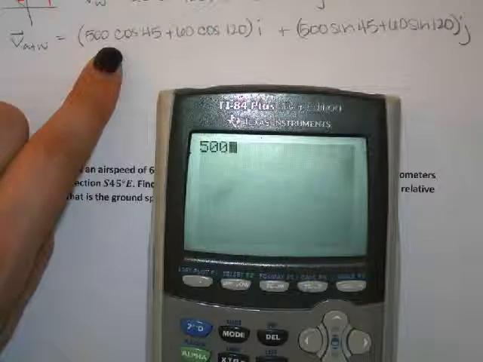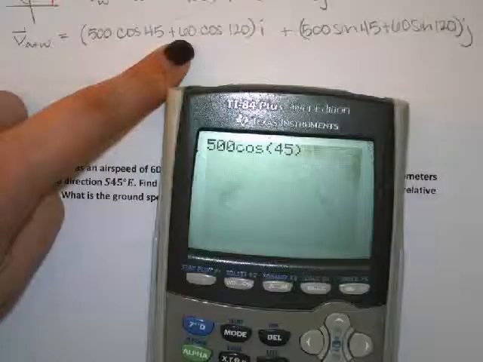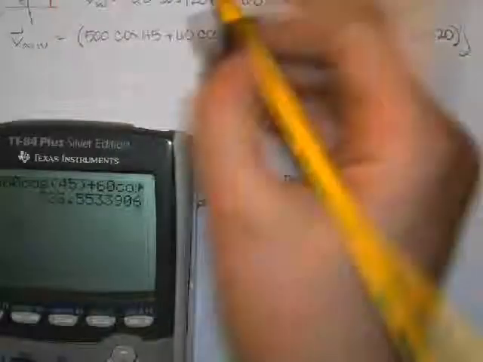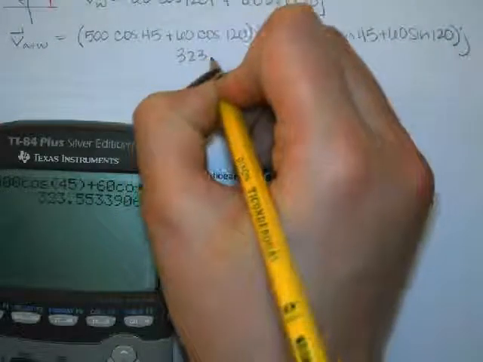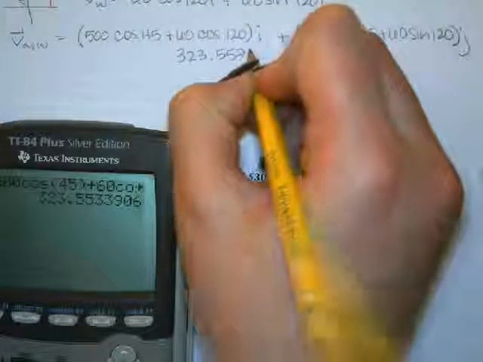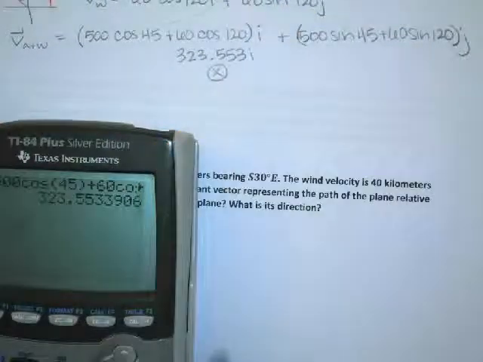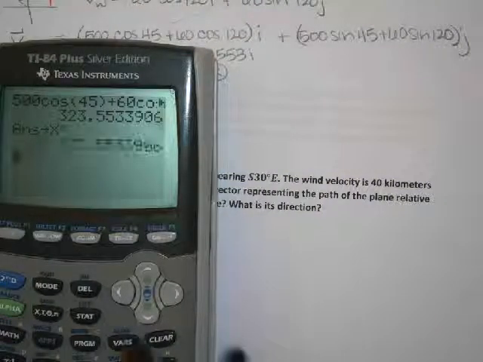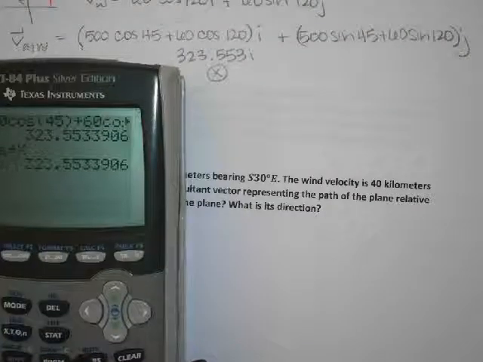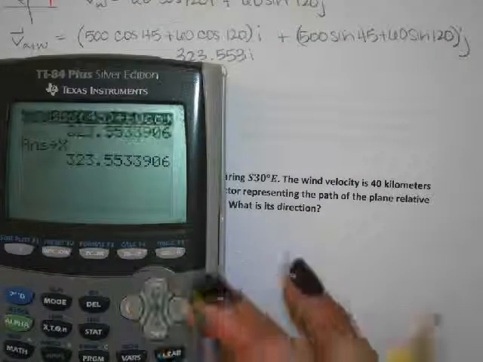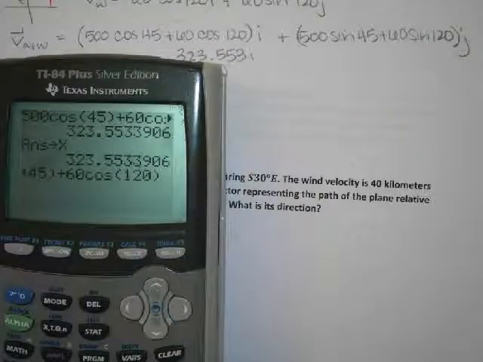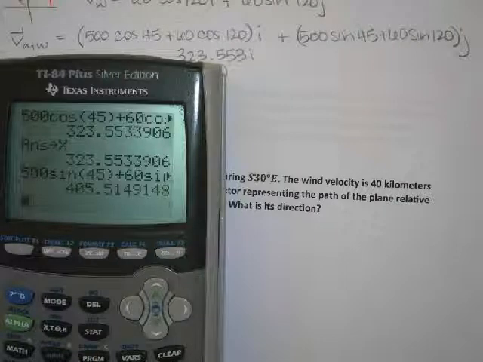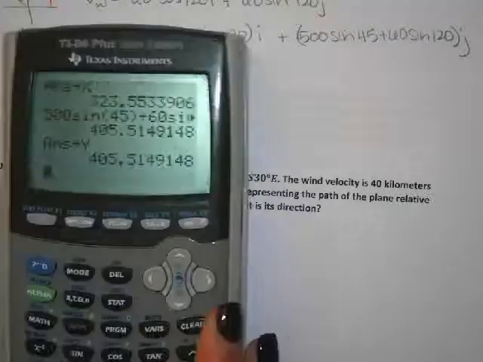And then 500 cos 45 plus 60 cos 120. And so I get 323.553, and I'm going to store that in my calculator as x. You can store it as whatever you want to, but x will be kind of nice. And then I'm going to type in the same thing, but with sine instead of cosine, and I'm going to store that in my calculator as y.